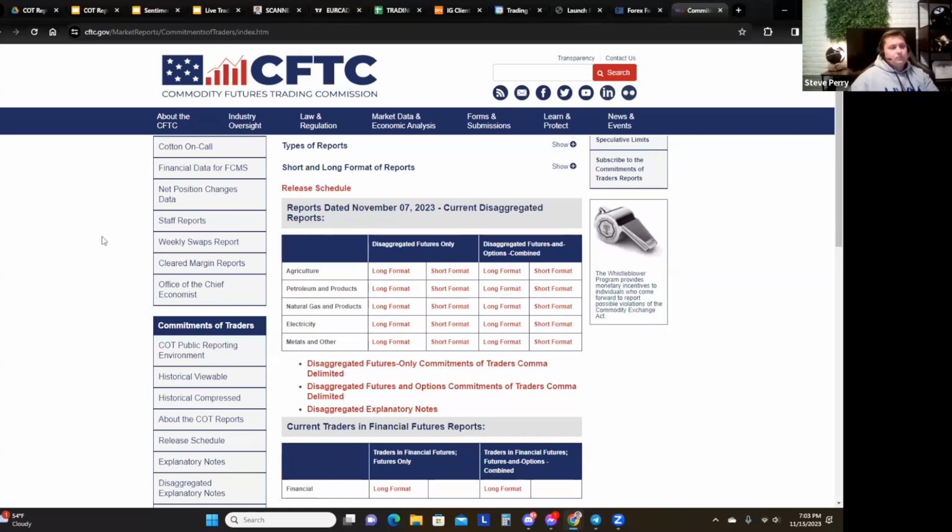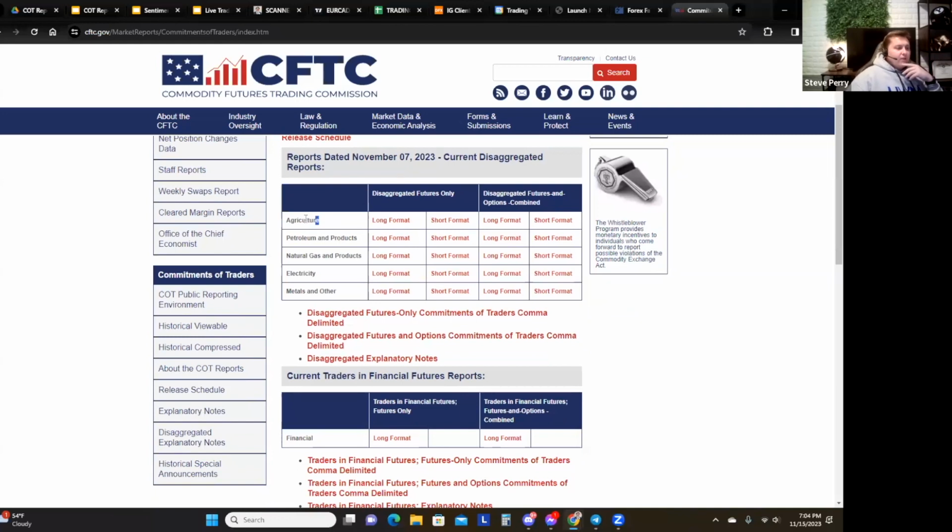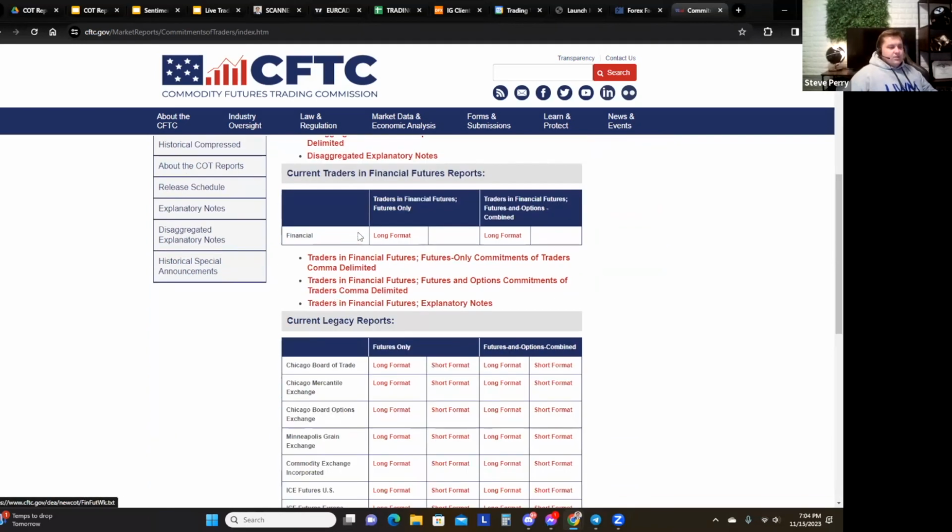but they do, however, let us know collectively how big those positions are. These positions can come from agriculture COT reports, petroleum COT reports, which we actually started using just this week, now that we've added oil to the mix in our scanner. They look at natural gas, electricity. Here's where you get your metals for gold and silver. There's COT reports in the financial futures market, which we look at for our leverage funds.